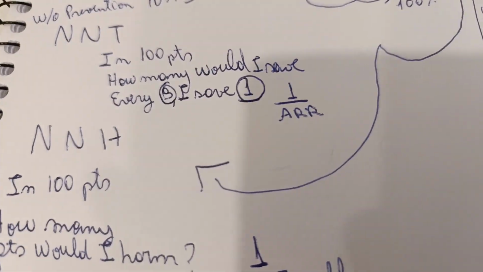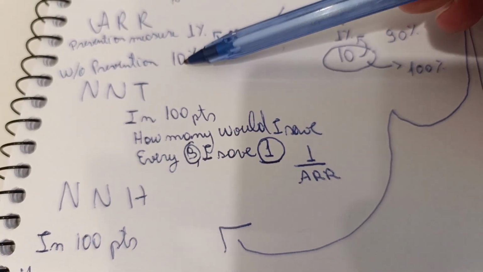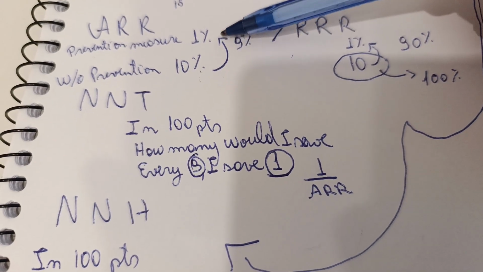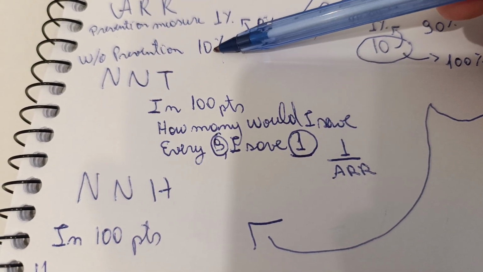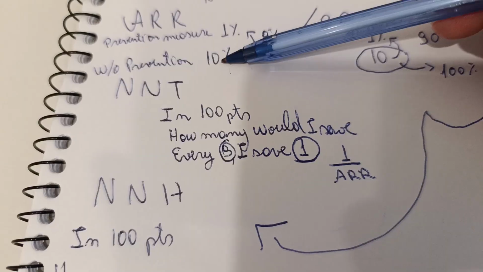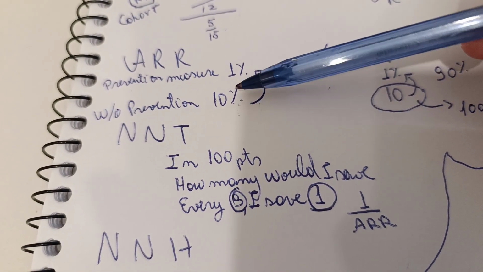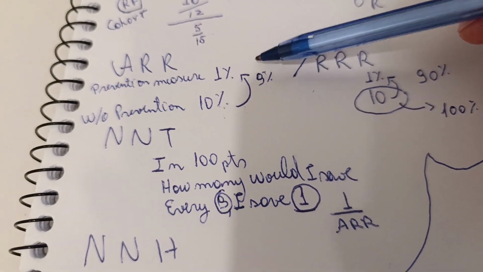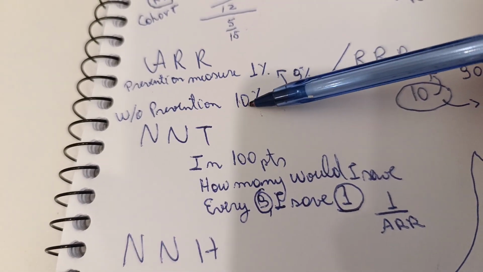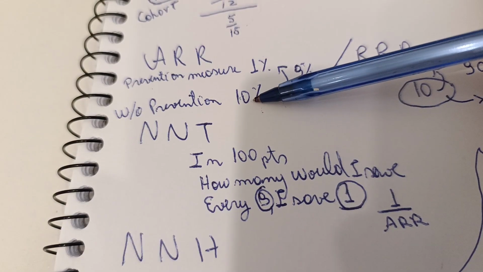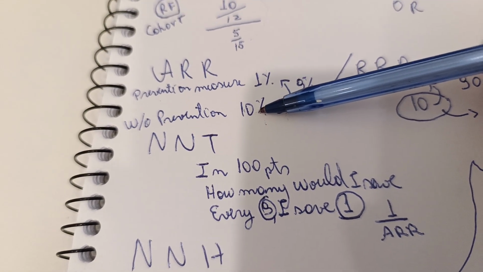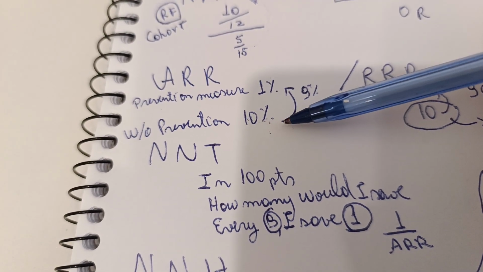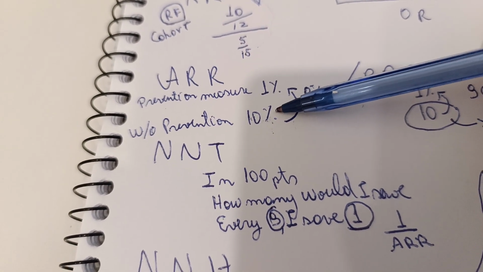So even though we're talking about percentage here, what's important is our absolute reduction. So 10 without the prevention. If we have, let's say, a measure that prevents heart attack. So without the prevention, we have 10% of people, 10 people out of 100 has a heart attack.